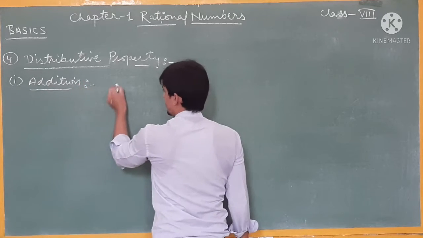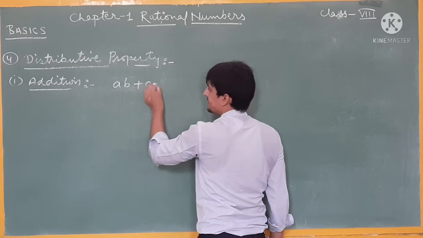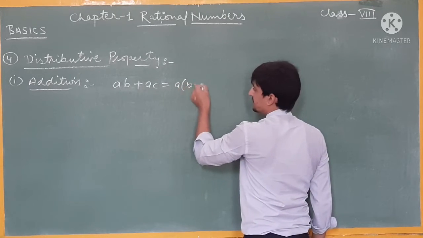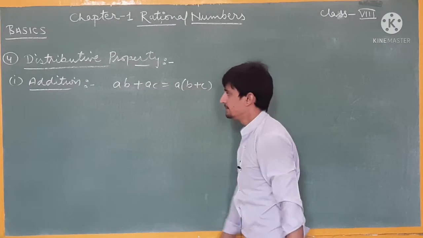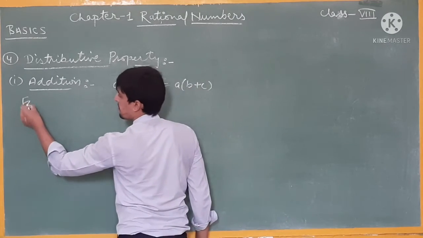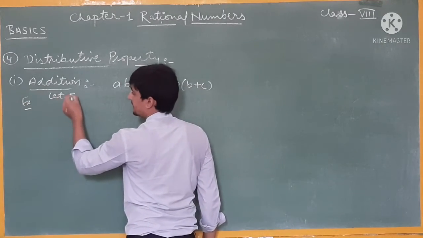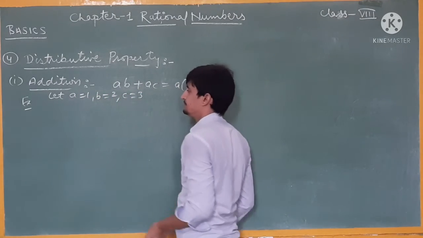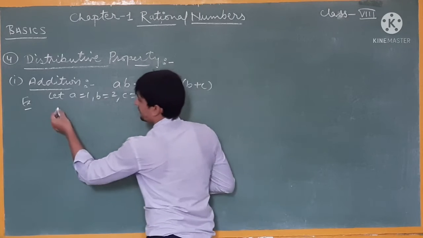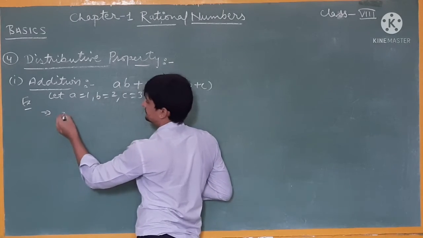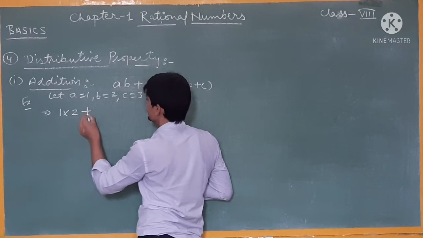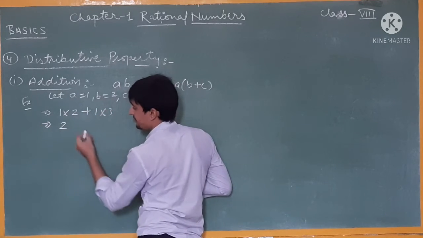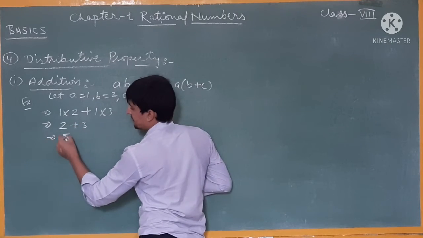The condition is ab plus ac is always equal to a(b plus c). For example, let a equal 1, b equal 2 and c equal 3. Putting the values in the LHS, we get 1 into 2 plus 1 into 3. So 1 into 2 is 2, 1 into 3 is 3, so 2 plus 3 gives 5.